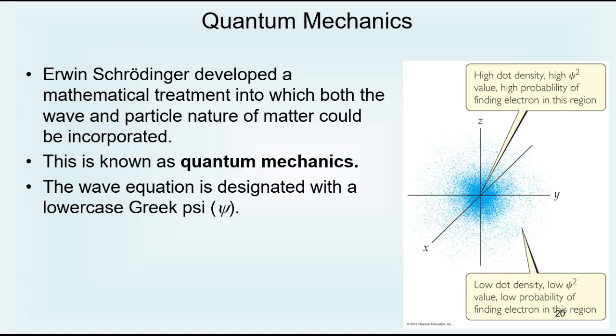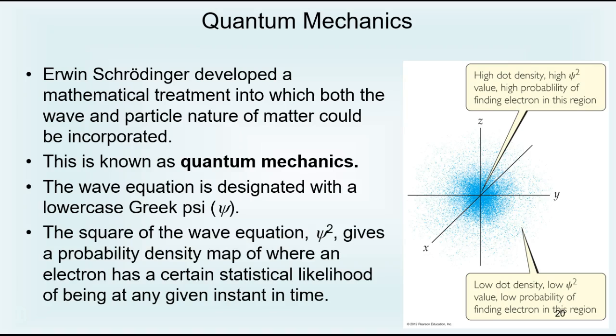The wave equation is designated with the Greek psi, which looks like a little trident. So that's the wave equation designation. We're not even going to see these equations, they're way more than we need to get into. If you square the wave equation, then if you were to plot it, it gives you a three-dimensional map of where the electron is likely to be found. So when we're talking about quantum mechanics, we're talking about the probability of where I'm likely to find the electron.